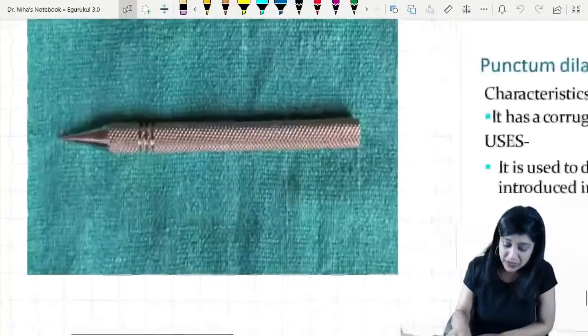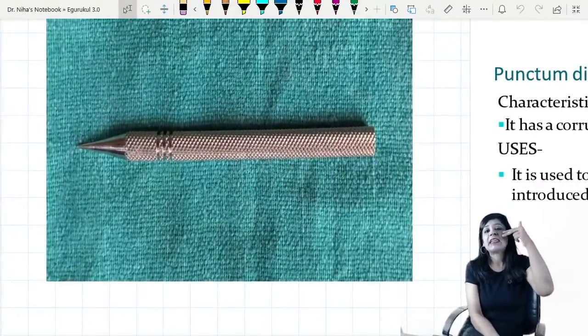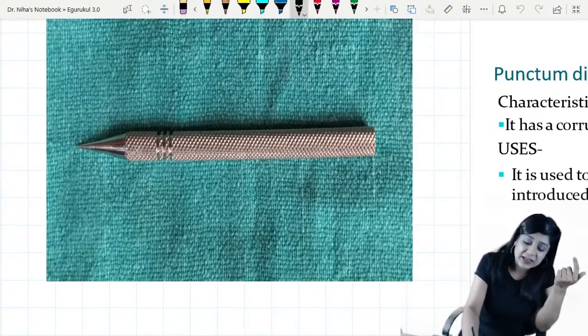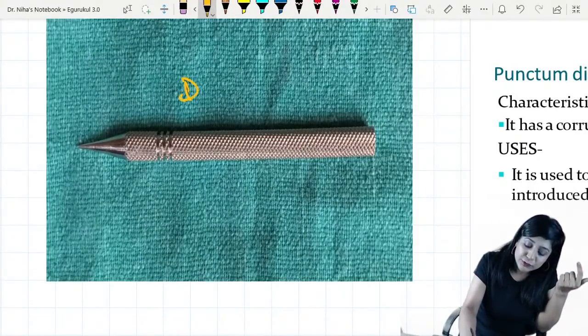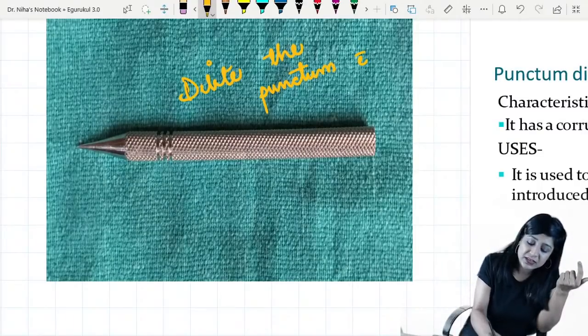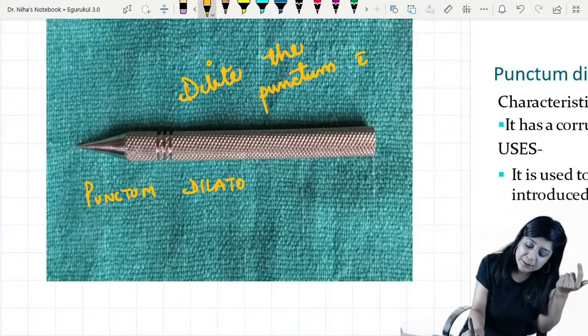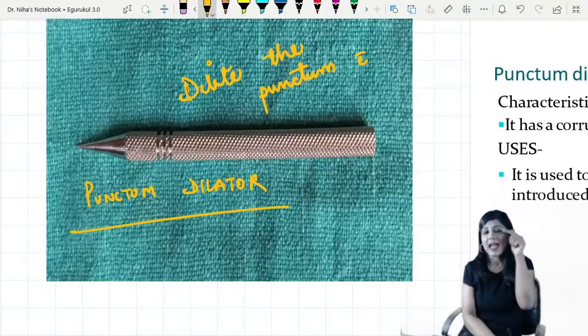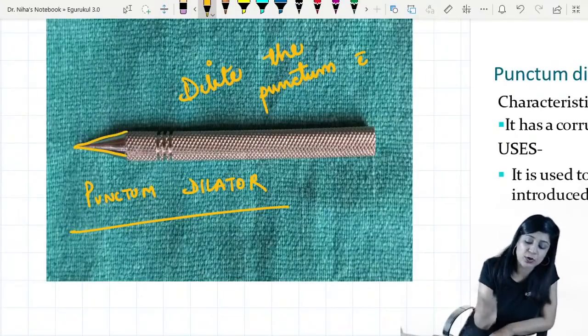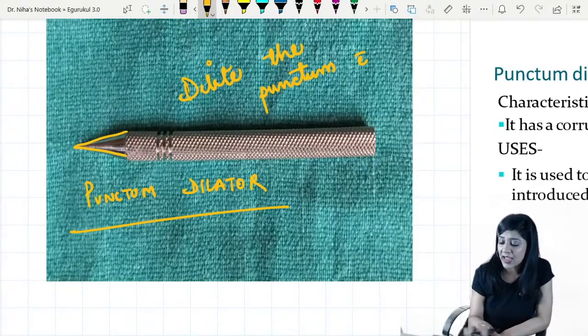Now, whenever we are doing any surgery on the lacrimal apparatus, we have to first dilate the punctum. We can dilate the punctum with this punctum dilator, so that any instrument that you want to take inside can easily go. So this is a simple one. You can see a conical tip also. This is your punctum dilator.